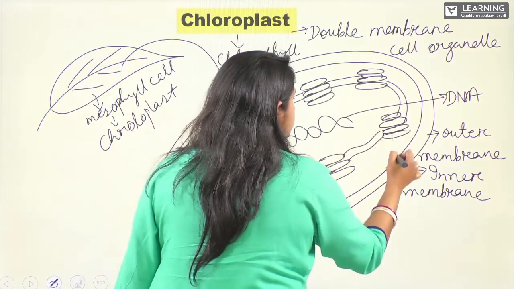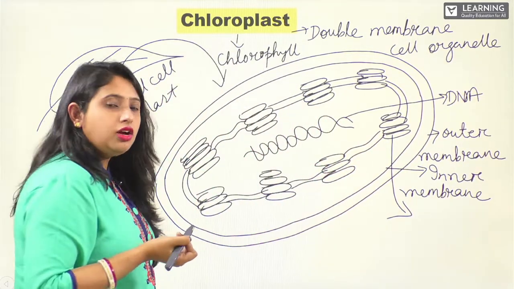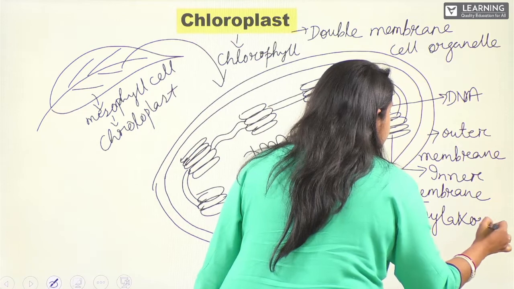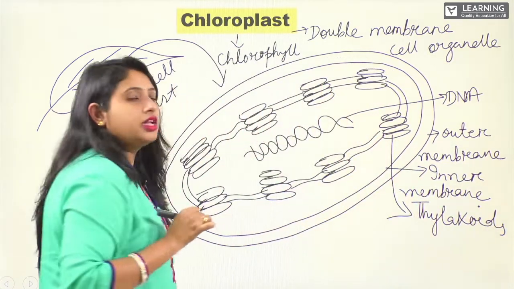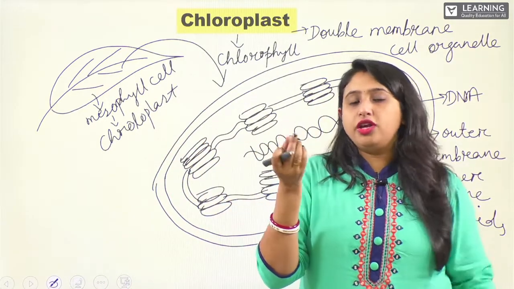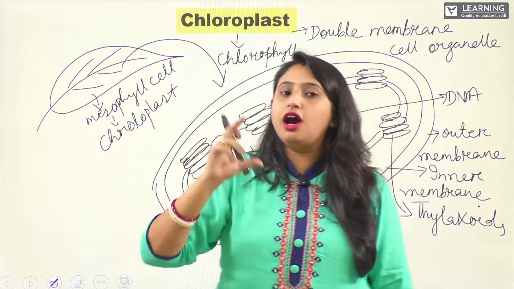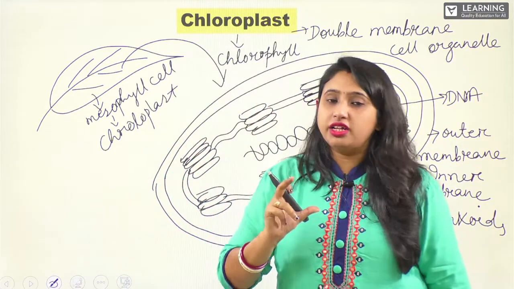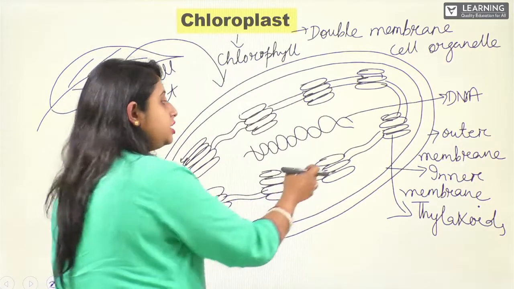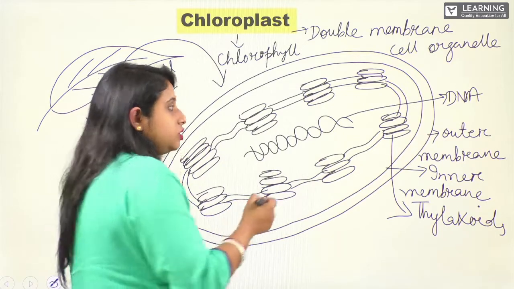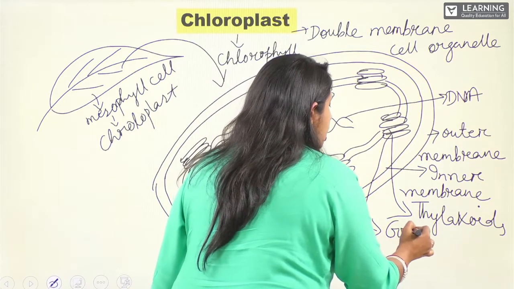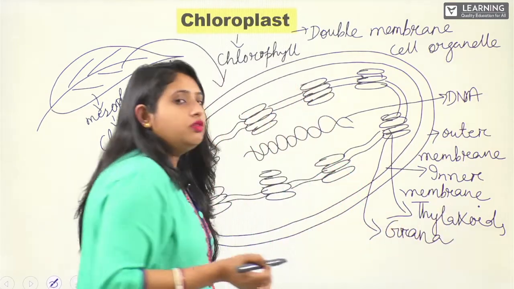These are known as thylakoids. How does a thylakoid look? It looks like a pile of coins. Have you ever collected 1 rupee coins and kept one above another? Exactly, it looks like that. So thylakoids look like piles of coins, and where the thylakoids are arranged together, this is known as the grana.